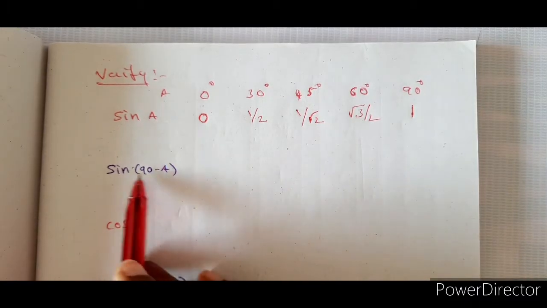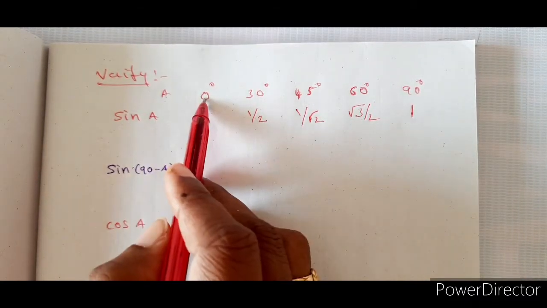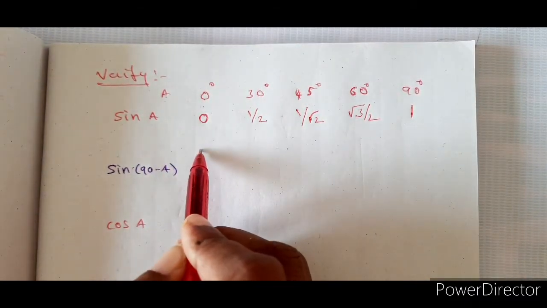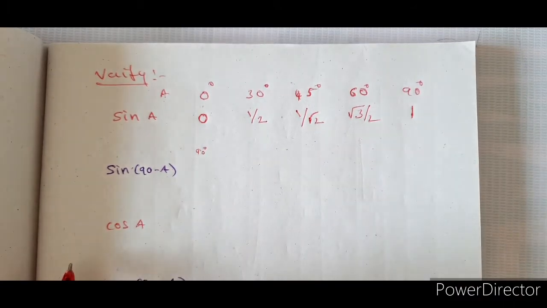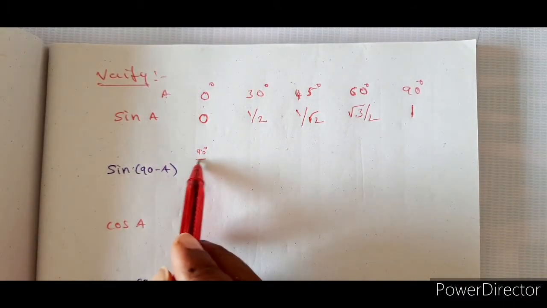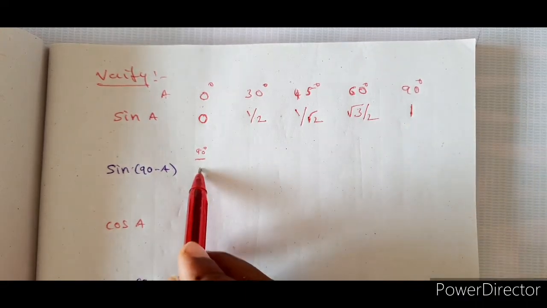Right. So now sine 90 minus A. 90 minus 0 is 90, is it not? What is sine 90 value, children? It is 1. Bring it here.